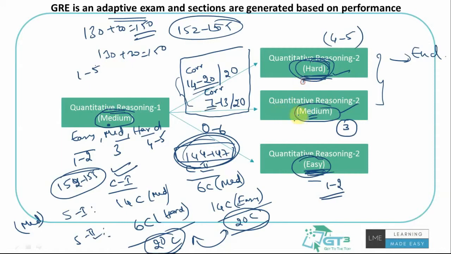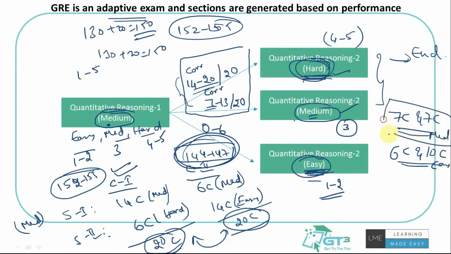the medium and hard. Even if I do 7 correct in the first and 7 correct in the second, this is much better than getting 6 correct and 10 correct in the second. This will be easy, this will be medium, this is still much better, and that's going to give you a better score than getting 6 correct and 10 correct. Trust me on that. So the target that each one of us should have is this, that make sure that I at least get 7 plus correct.